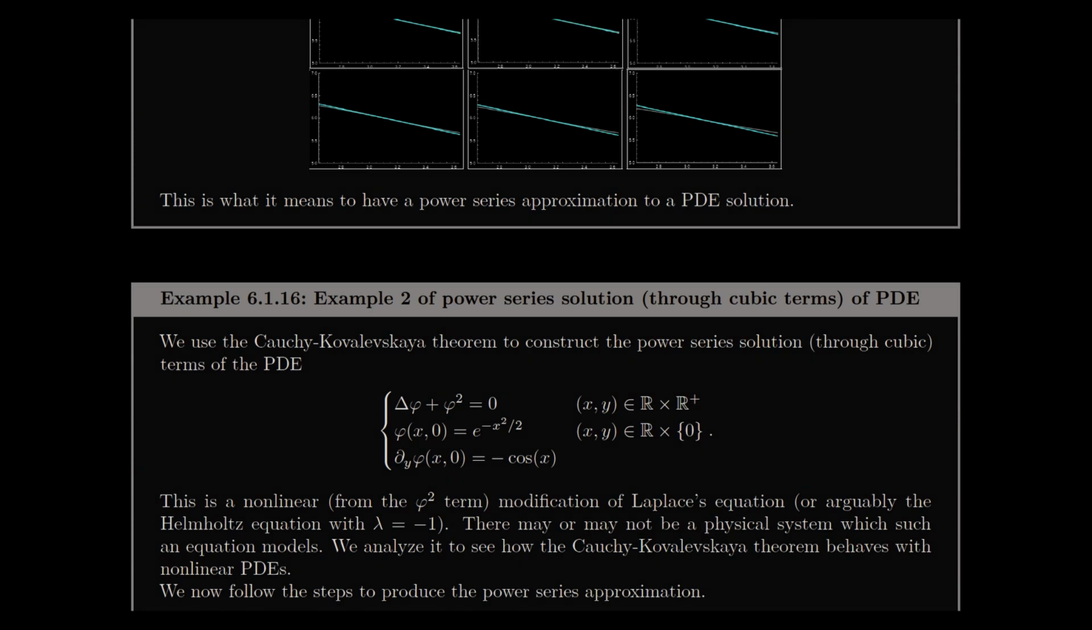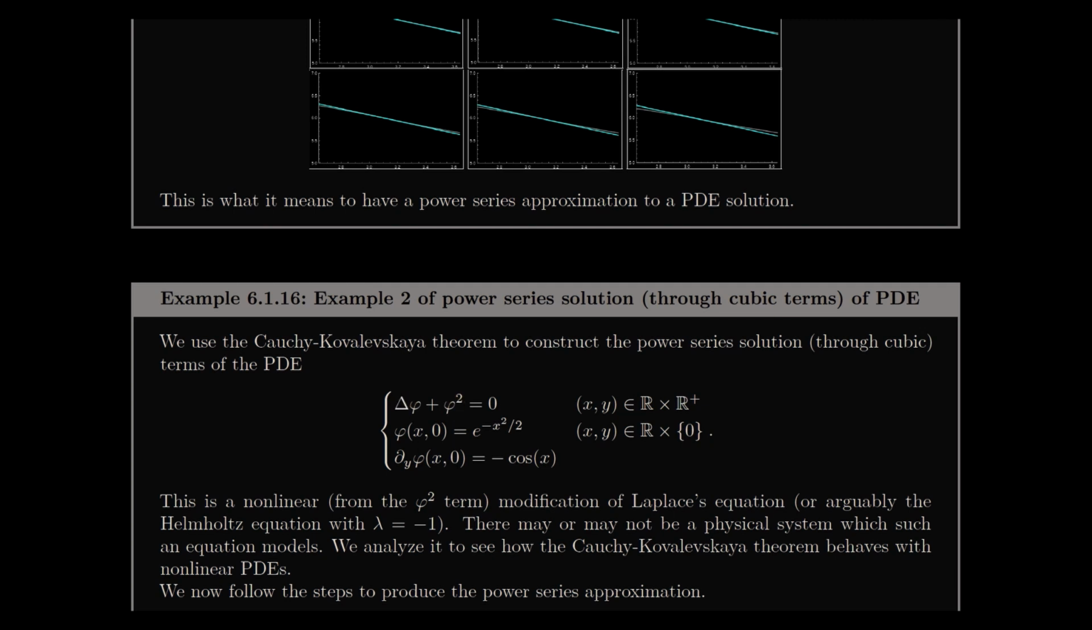Now let's move on to a second example. Make our lives a little harder and go through cubic terms. And we're going to make our lives harder again because we're going to be nonlinear. I guess we were nonlinear in the last case, but the nonlinear terms didn't play a huge role. So we have this Laplacian-esque thing, but it's been modified by a nonlinear term in phi. So Laplace's equation, but now modified with the nonlinear term in phi.